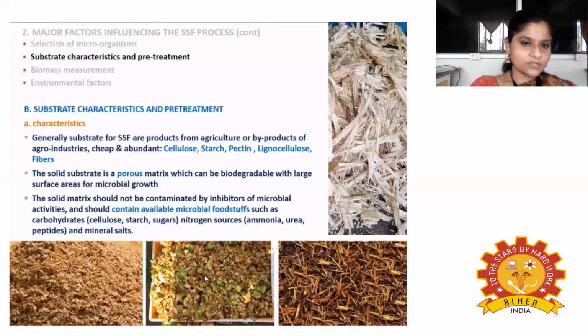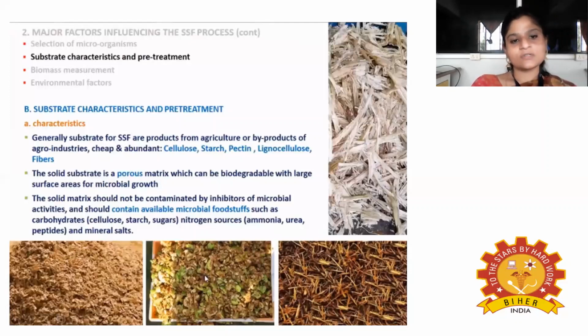Then we started with the characteristics of the substrate. First, the substrate comes from agro industrial waste. Since it is agro industrial waste, it is very cheap, and since in everyday processes a lot of waste is generated, it is abundant. And what components should be there in your substrate? It should have cellulose, starch, pectin, lignocellulose, fibers, and whatever the resources may be.